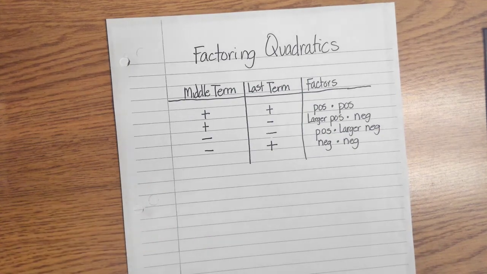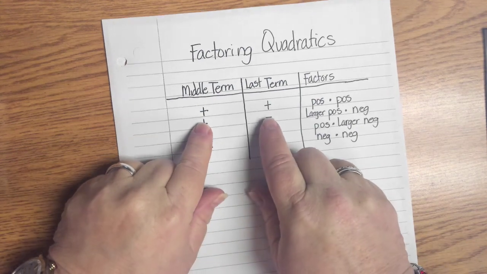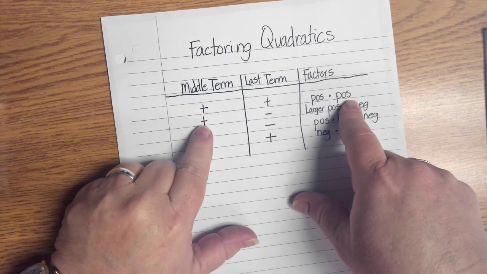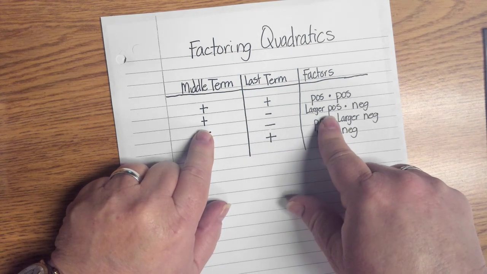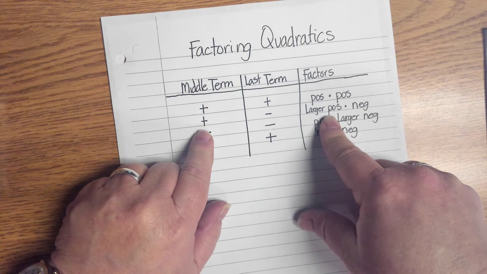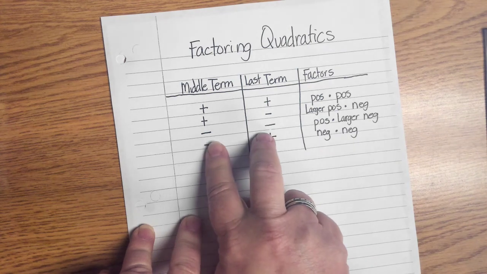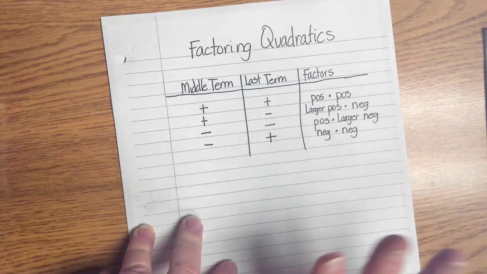I've given you a little cheat sheet, okay? And this will help you with factoring quadratics, the middle term, last term, and factors. So if your middle term is positive and your last term is positive, then you're going to have a positive times a positive. And you'll get this in a minute as I go over it. If your middle term is positive and your last term is negative, then your larger term is positive. Your larger factor is positive, and the smaller is negative. If both are negative, then you're going to have a positive and a larger negative, but I will explain this as we go and how it works, okay?